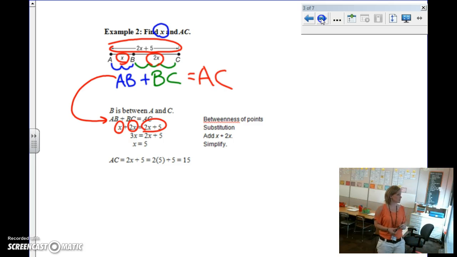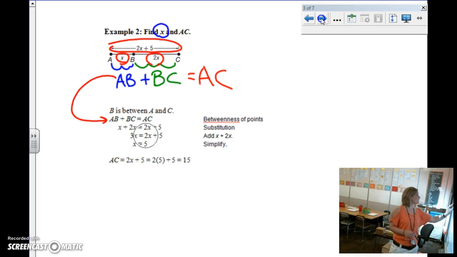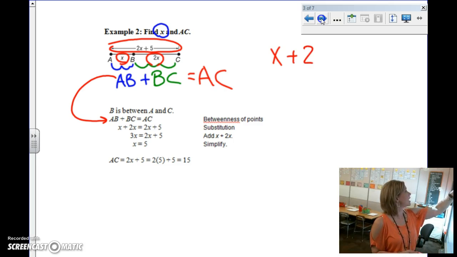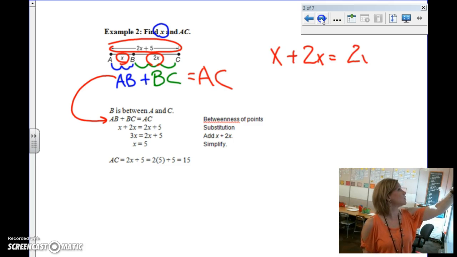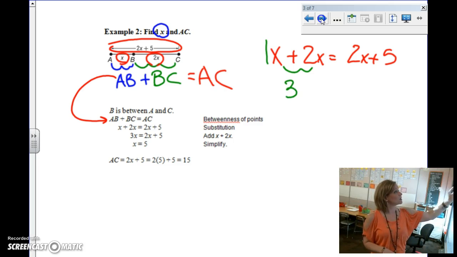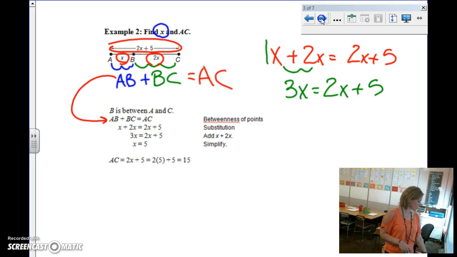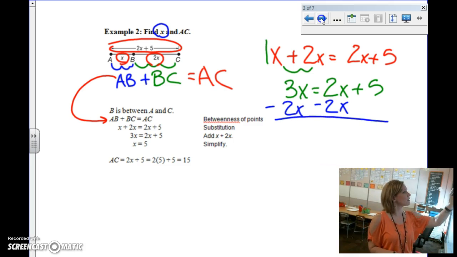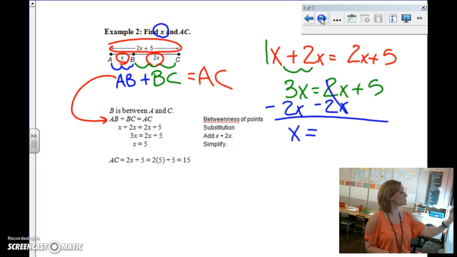x plus 2x equals 2x plus 5, right? x plus 2x will give us our overall, 2x plus 5. I'm going to put the extra math on the side just so that we can see it. Remember, the first thing we do is combine like terms. x's go with other x's. Remember, there's a 1 in front of there. 1x plus 2x is 3x equals 2x plus 5. Get your x's on one side. I'm going to subtract 2x from both sides, and I get x equals 5.